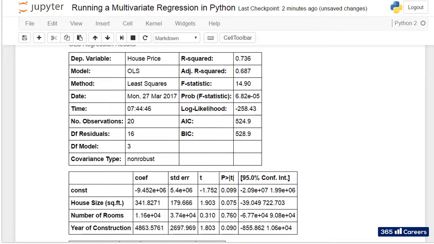Let's check the R-squared value of this regression. It changed from 0.678 to 0.736. Therefore, according to this statistic, the second model is slightly better in terms of explanatory power. So, at least some of the independent variables influence the price of a house.